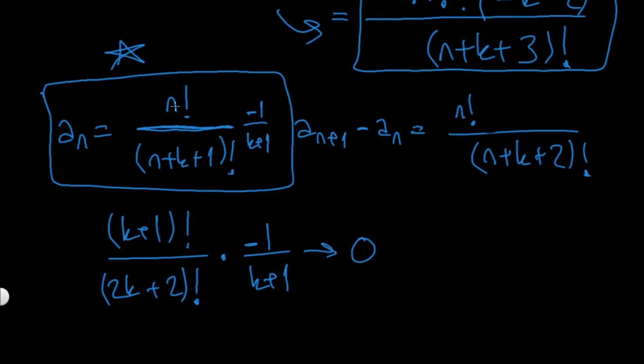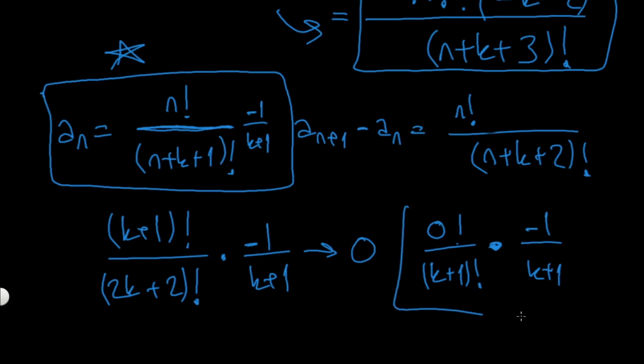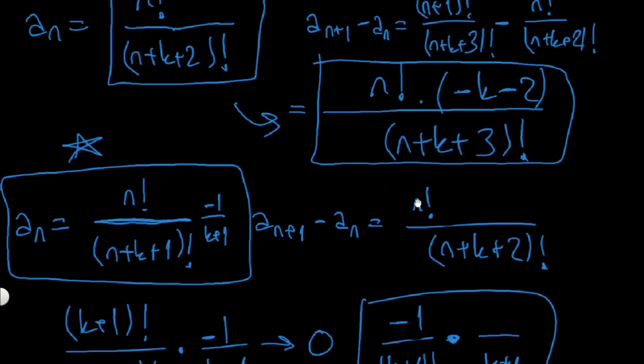And when I put k is equal to 0, I'm going to get 0 factorial over (k+1) factorial, times, of course, minus 1 over k plus 1. Okay, so this is all I'm going to get. This is my a_0 term. And 0 factorial is just 1. This is just minus 1. So I'm just going to get a minus 1 over this thing.